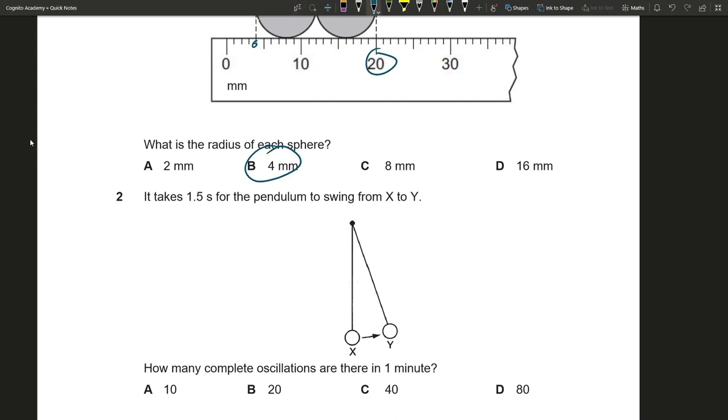Now here we have the next question, where it takes 1.5 seconds for the pendulum to swing from X to Y. We ask how many complete oscillations there are in 1 minute. So let's recall what a complete oscillation is. The ball has to travel from X to Y, then from Y back to X, then from X to the left hand side and back to X. So that's 4 times the 1.5 seconds that was measured, which is 6 seconds, and so in 1 minute, which is 60 seconds, there are 10 oscillations. So the answer here is A.